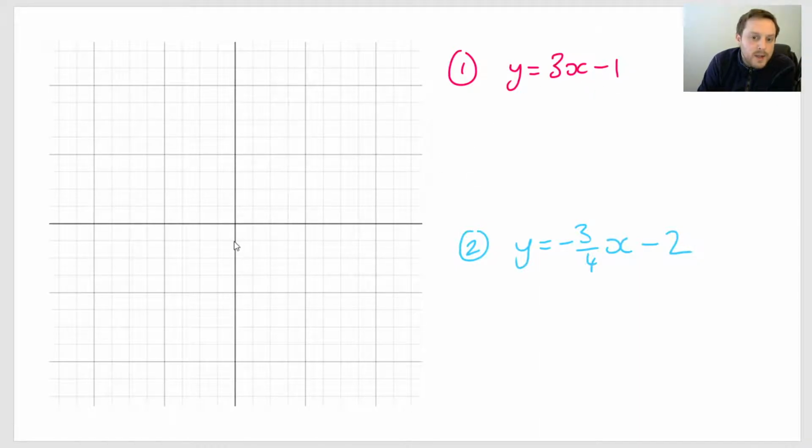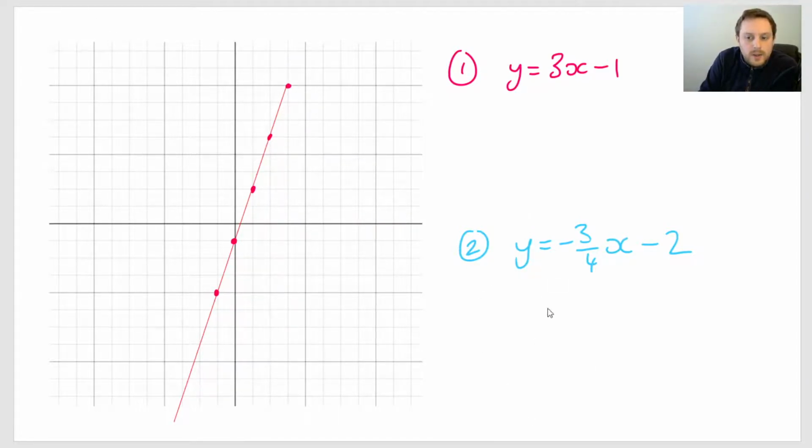For y equals 3x minus 1, it crosses at minus 1, and then it goes 1 along, 3 up, 1 along, 3 up, 1 along, 3 up. It would keep going like this. And you can just draw the graph really quickly, right? That's the idea here. I know this graph goes through minus 1 on the y-axis, and I know it has a gradient of 3, which means it's going uphill, 1 along, 3 up.